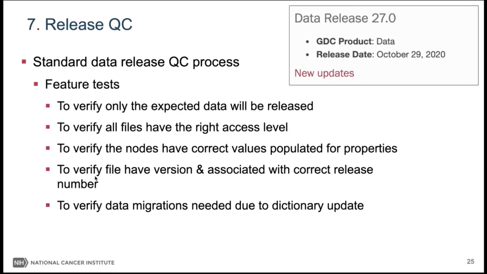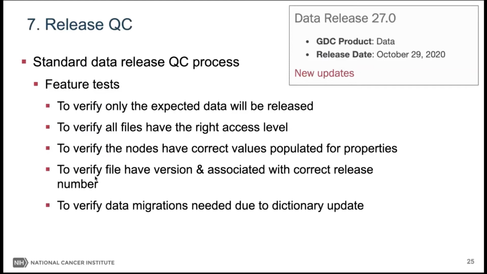When I refer to a node here, it could be a file node or it could be any other clinical node such as cases, diagnosis, or demographic node. Further, feature tests also help to verify data migration due to dictionary updates, such as changing the value of an enum or moving a property from one node type to another.